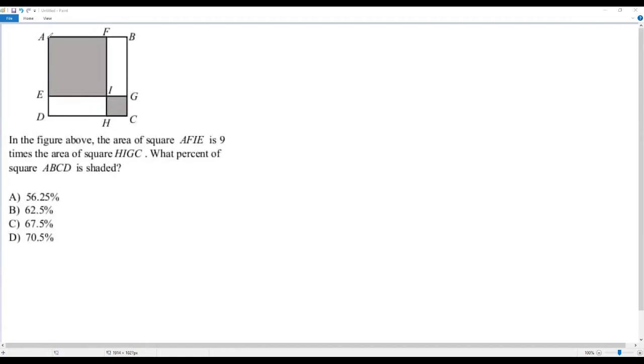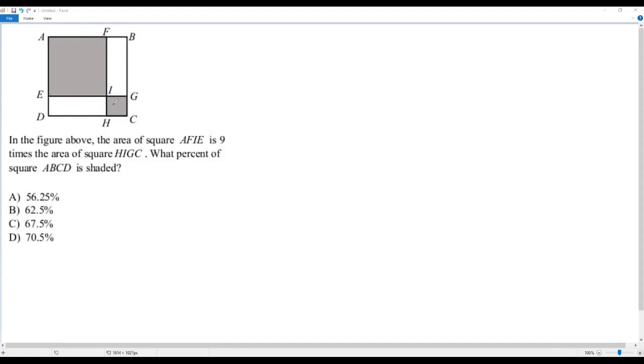Okay, here ABCD is a square, and also AFIE, the shaded portion, is also a square. The other shaded portion, HIGC, is also a square. Okay, and the question says the area of this square AFIE is 9 times the area of this square HIGC.